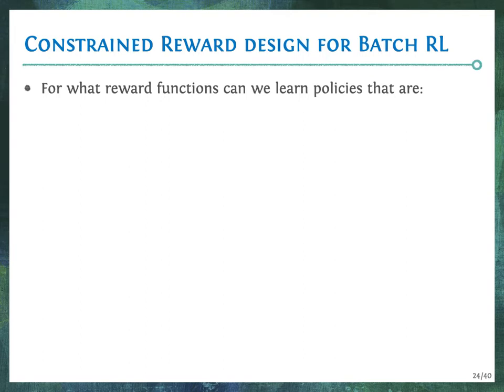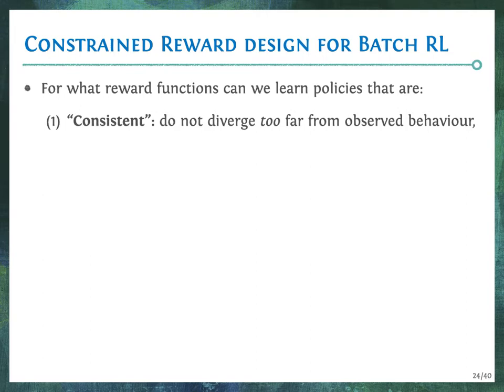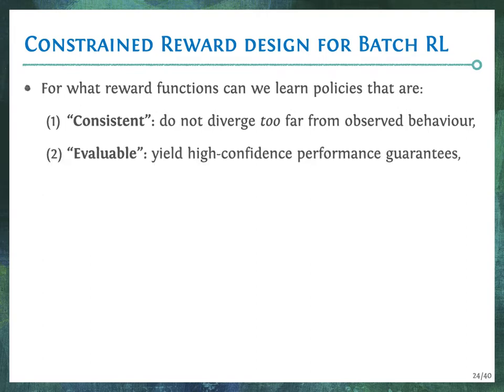For what reward functions can we learn policies that are consistent, in that they do not diverge too far from observed behavior, and evaluable with high confidence performance guarantees, given that we only have a set of past trajectories collected from flawed but safe expert behavior? This is common in many real-world scenarios, from healthcare to education or finance, where the risks of deploying an agent are high, but logging current practice is relatively easy.